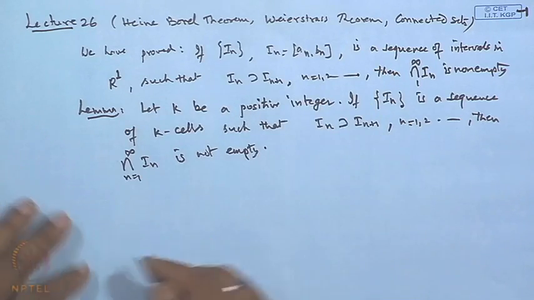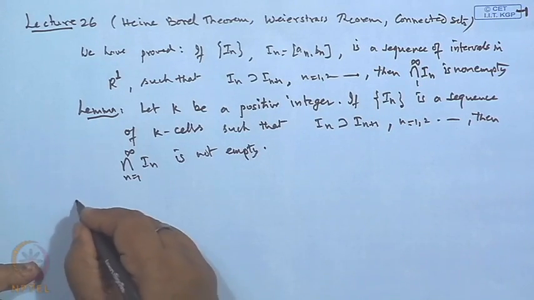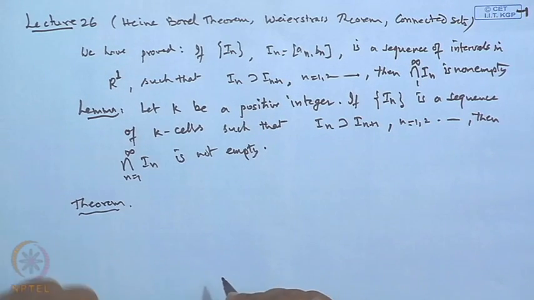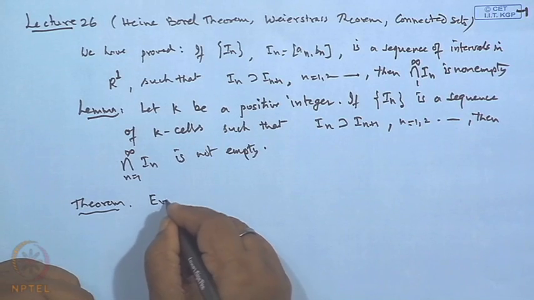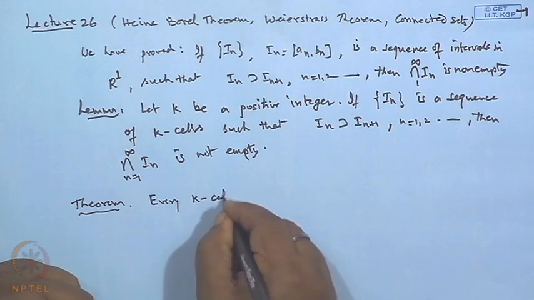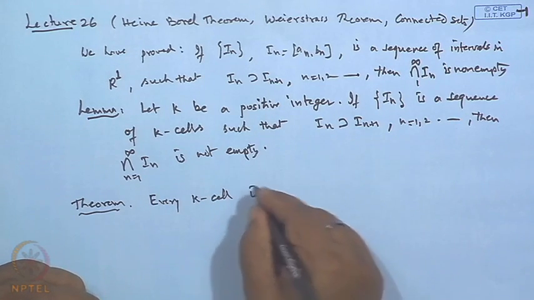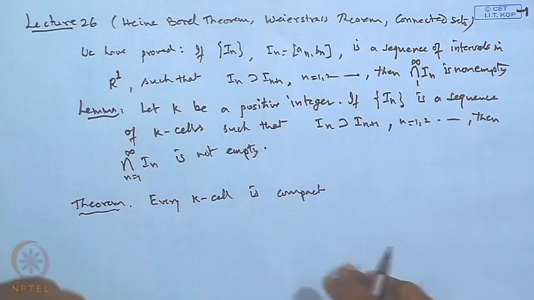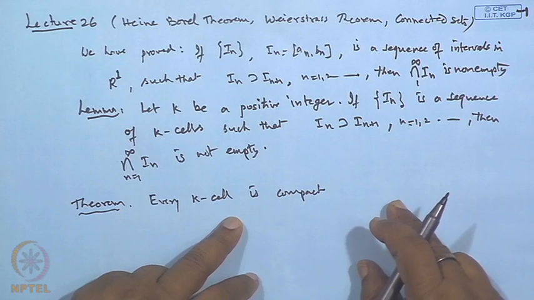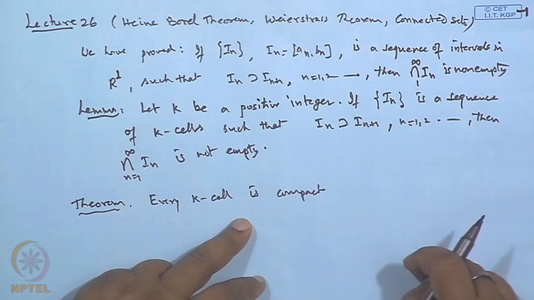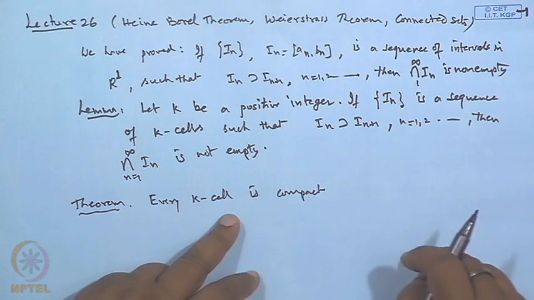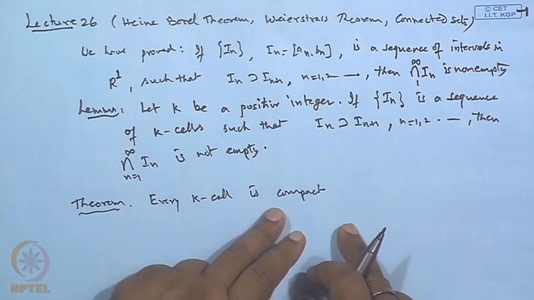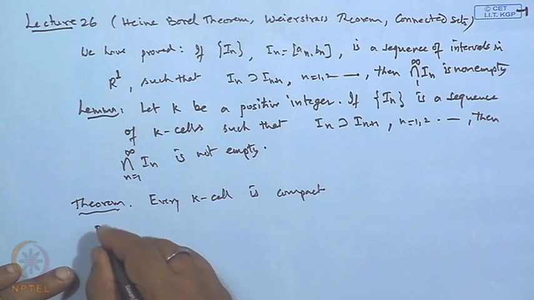So, I am just dropping that proof. What we are interested in, which is the important part here, is that every k-cell is compact. So, a 1-cell means a closed interval, a 2-cell is a closed rectangle, and then the third cell, fourth cell and so on. So, every k-cell is compact. Let us see the proof of this first.